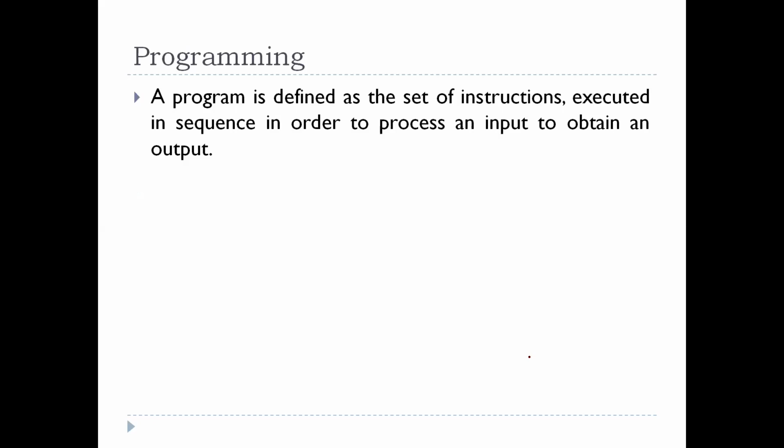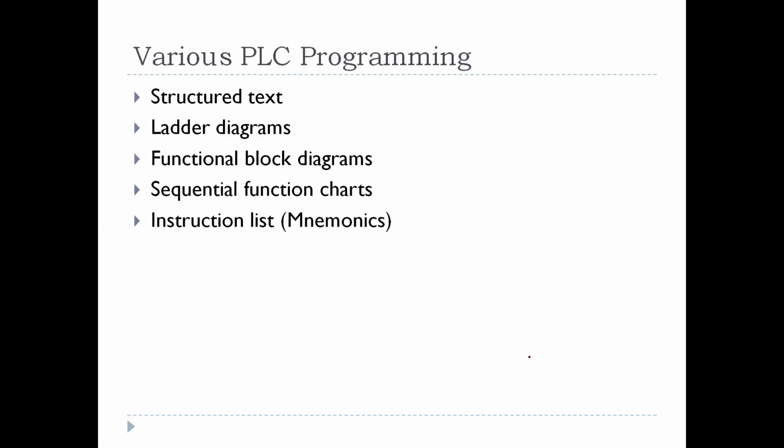A program is defined as a set of instructions executed in sequence in order to process an input to obtain an output. These are the various PLC programming languages available: structured text, ladder diagrams, functional block diagrams, sequential function charts, and instruction list. From this, we are going to see in detail about ladder diagrams and instruction list.